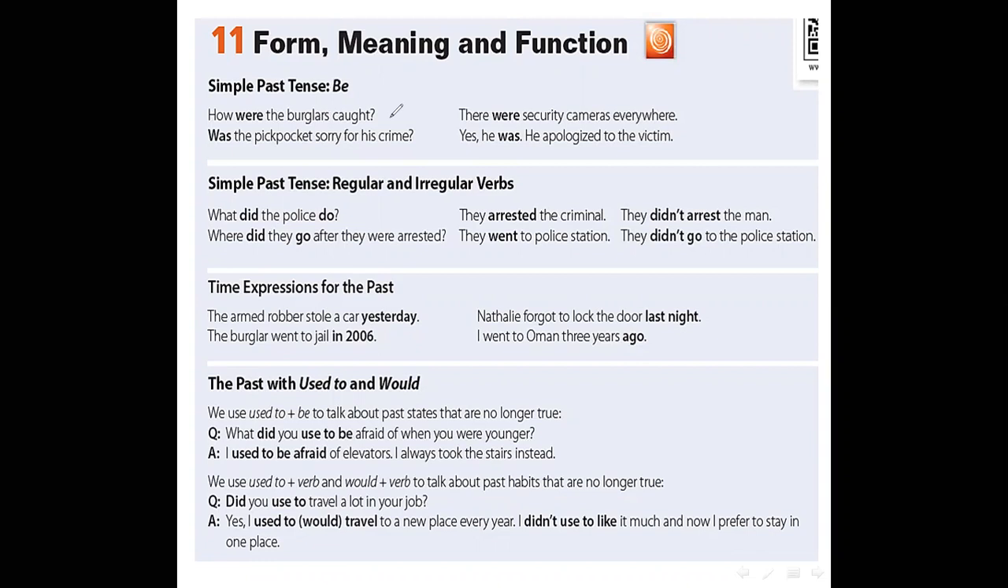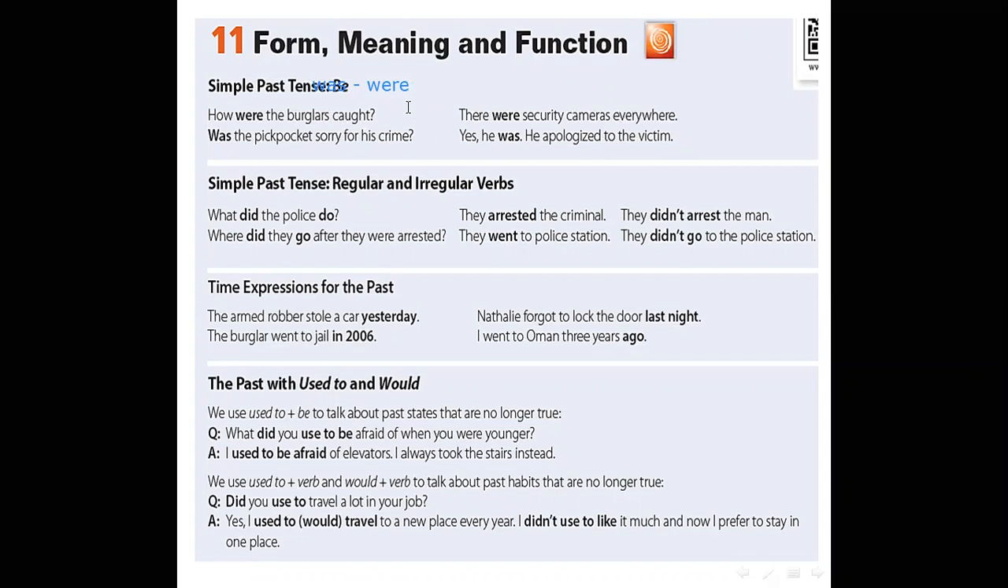Let's start with simple past tense for verb to be. What is the simple past tense for verb to be? For example, I was happy yesterday. They were at school yesterday. Excellent. The past simple for verb to be was or were. Was for singular, he, she, and it. Were for plural, they, you, and we.